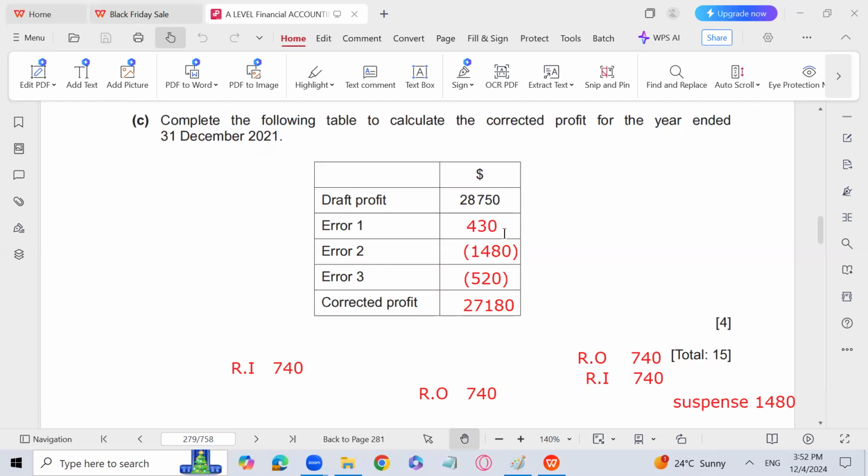Purchases is basically credited. Because of that, we have to add it, because expense is decreasing, so profit will increase. Return outward, return inward is debited, so profit will decrease by both of them. And then bad debts is going to be debited with 520. Again, the profit will decrease by 520. You get the corrected profit of 27180.